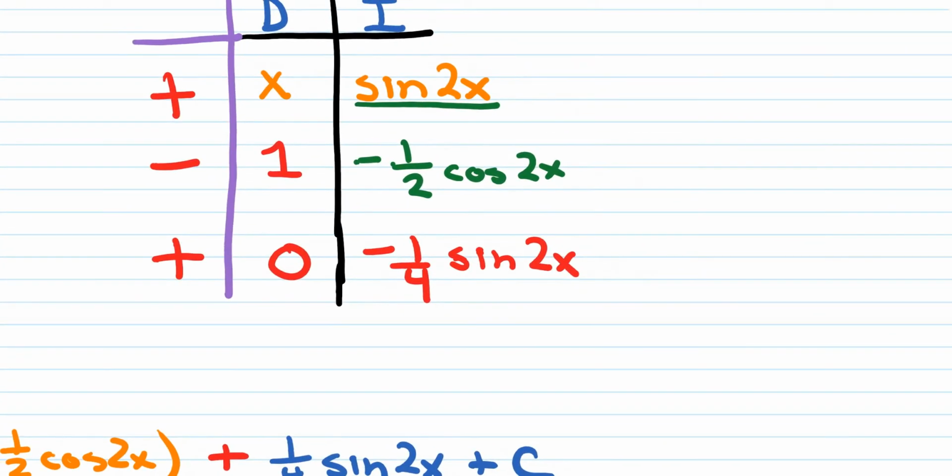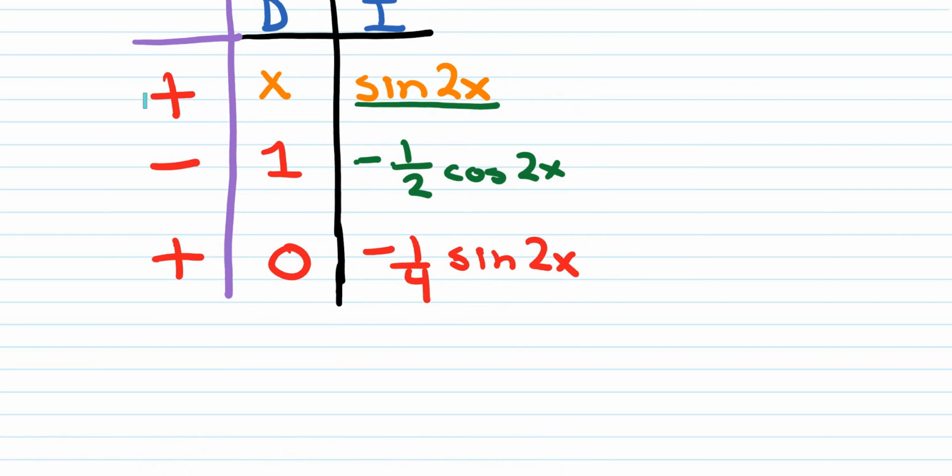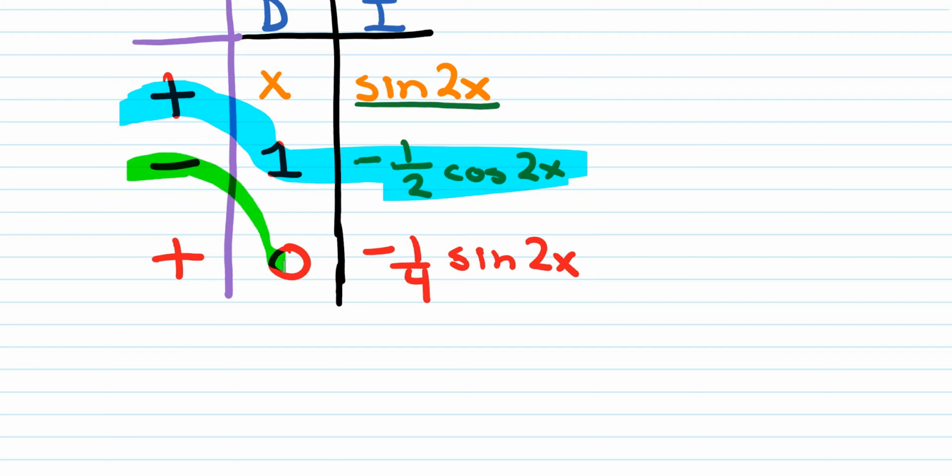All right, so let's finish off the rest of this question. Let's highlight the first row here. So plus 1 and negative 1/2 cos 2x. So that's going to be part of my answer there. And then I have another row with the minus sign.